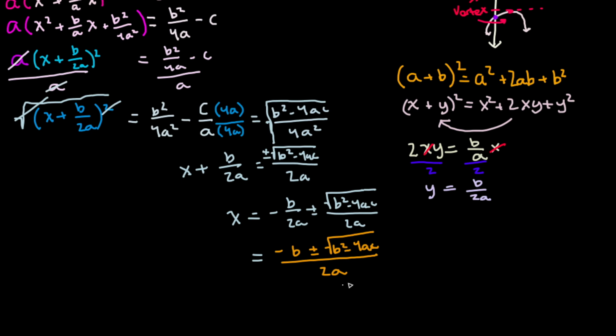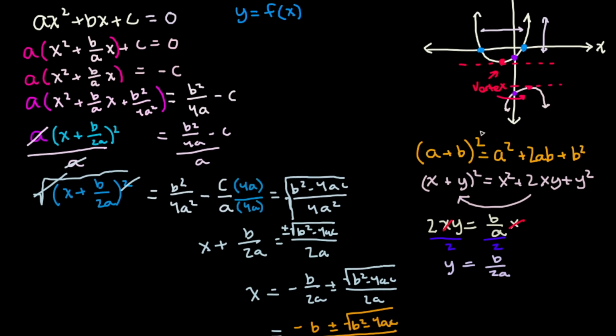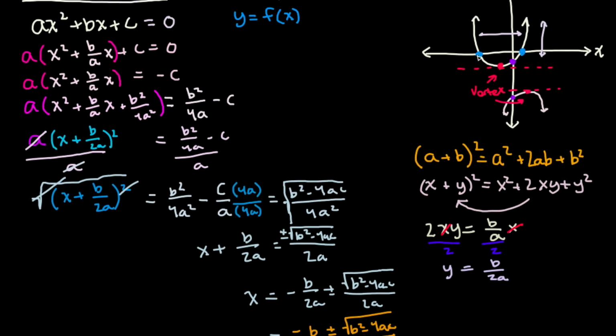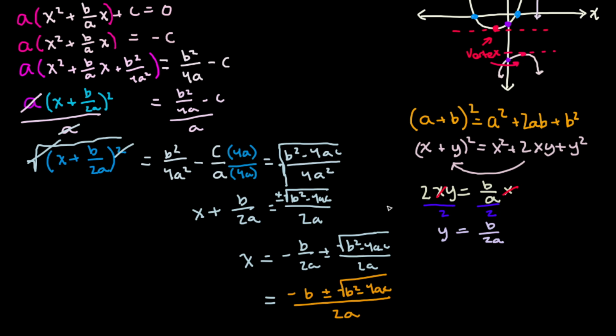So that's very interesting. This is the formula for negative b plus or minus the square root of b squared minus 4ac over 2a, and this is a formula for finding the x value for the coordinates of these roots over here. So since the roots of a polynomial are very important, that's why we're looking at this formula.